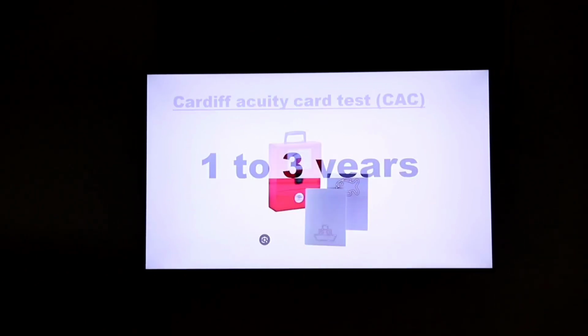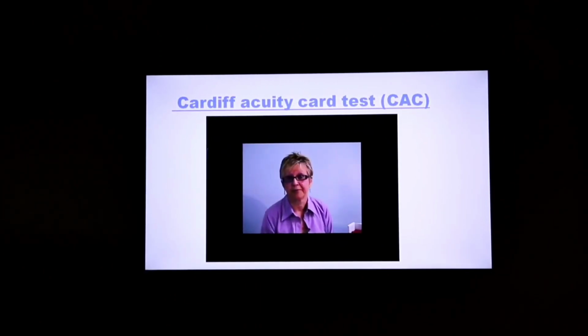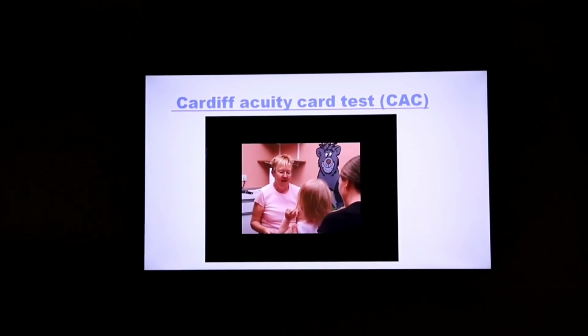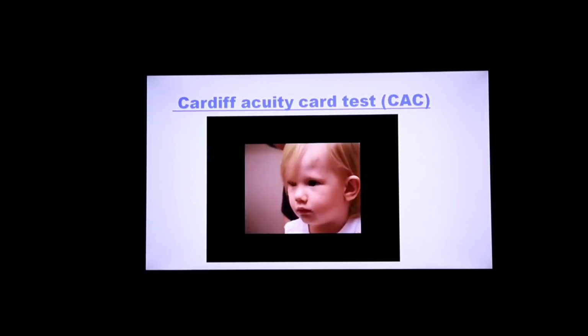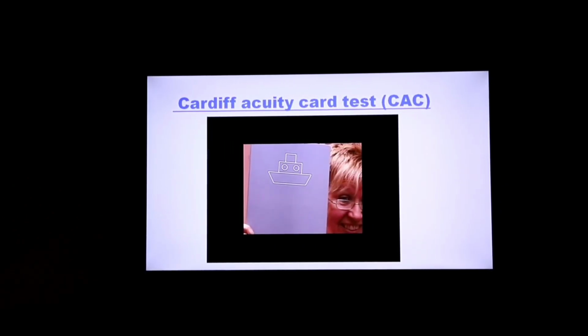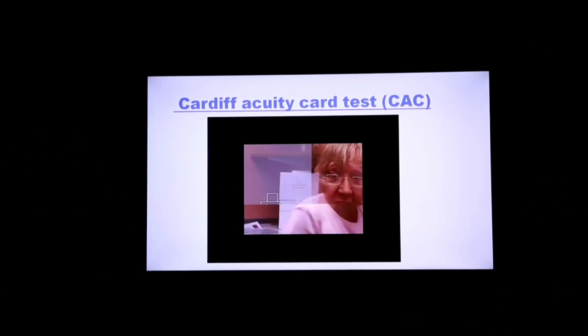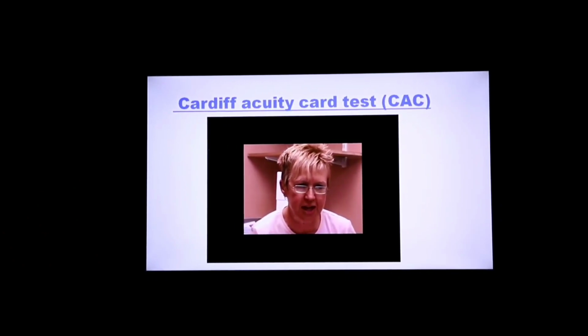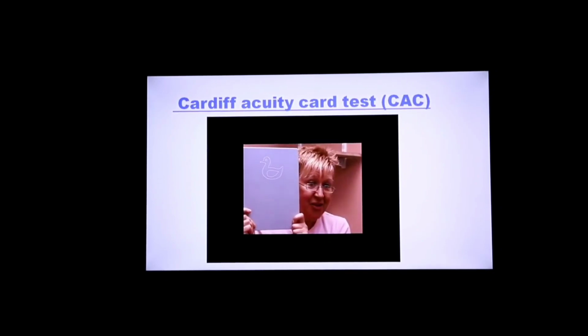Child from 1 to 3 years. First is the Cardiff acuity card test. Same as the preferential looking test, but the difference is there is only one card and a picture is on the above or below, and we will see whether the child will look towards the object. The smallest picture that the child will see indicates the visual acuity of the child. As you can see, the child is looking towards the object.